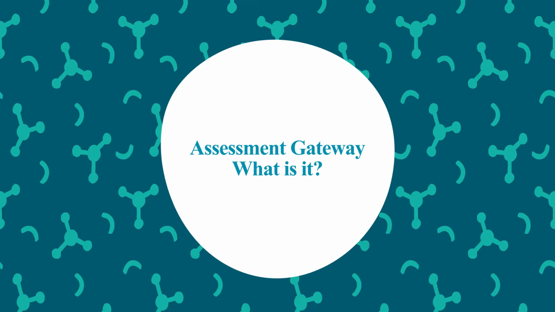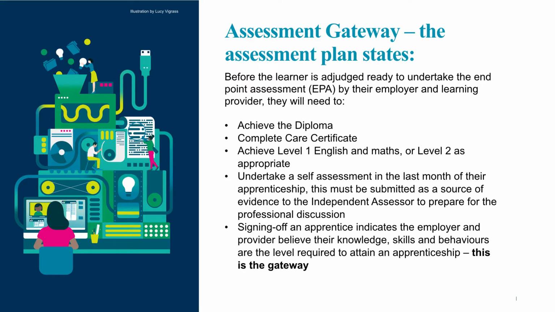So, assessment gateway, what is it? This is the completely new bit for you, the thing that you won't be familiar with. So the assessment gateway, the assessment plan. Again, I hope you've all had sight of the assessment plan. The assessment plan states that before the learner is adjudged ready to undertake the endpoint assessment, which we abbreviate to EPA, by their employer and learning provider, they will need to have achieved the diploma. So at level 2 or 3, they need to have achieved either the health and social care diploma or the new diplomas. They need to have completed the care certificate. They need to have achieved level 1 maths and English, or level 2 as appropriate.